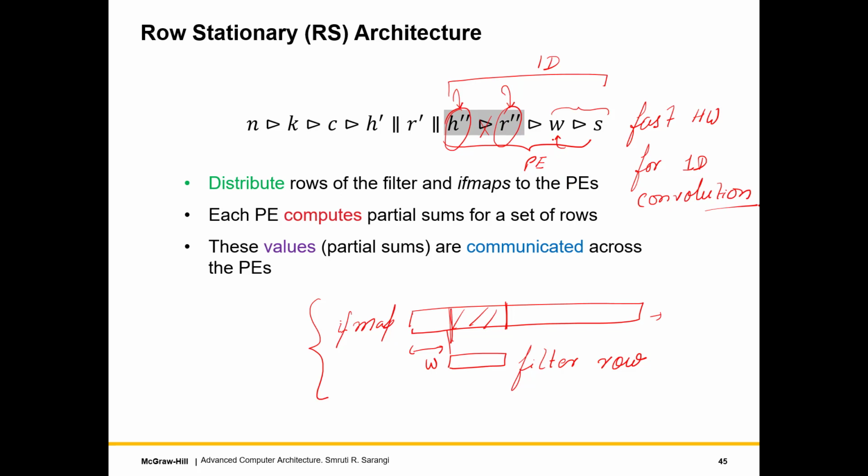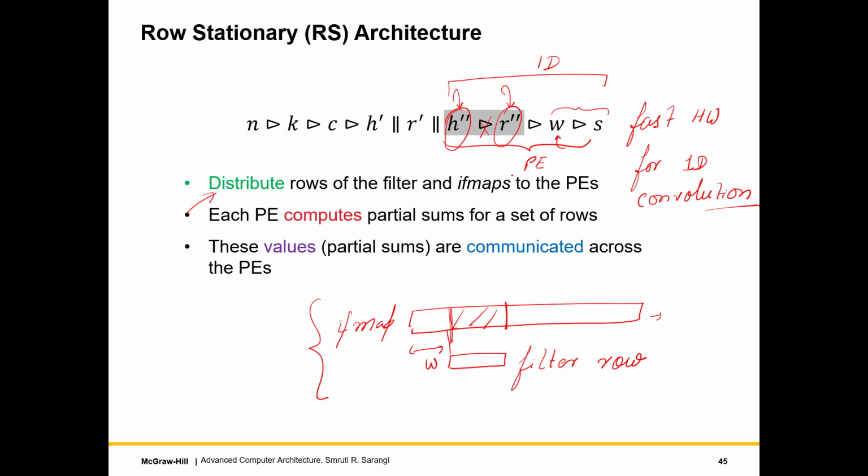So pretty much what we do is break all our 2D convolutions into a large number of fast 1D convolutions and use fast hardware to realize those. After the initial distribution, each PE will compute the partial sums for a set of rows. The way it does this is that it caches a single row of the input and a single row of the filter, computes a 1D convolution, then moves to a different row of the filter, caches that, and computes a 1D convolution, and so on and so forth.